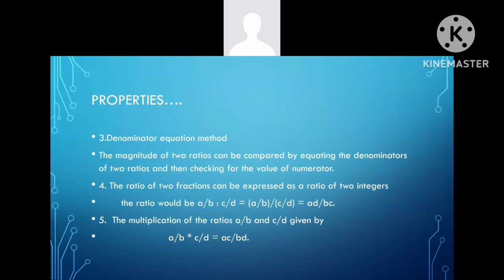Denominator equation method: the magnitude of two ratios can be compared by equating the denominators of the two ratios and then checking the value of the numerator. The ratio of two fractions can be expressed as a ratio of integers. The ratio A/B is to C/D equals (A/B)/(C/D), which equals AD/BC. The multiplication of the ratios A/B and C/D is given by A/B into C/D equals AC/BD.